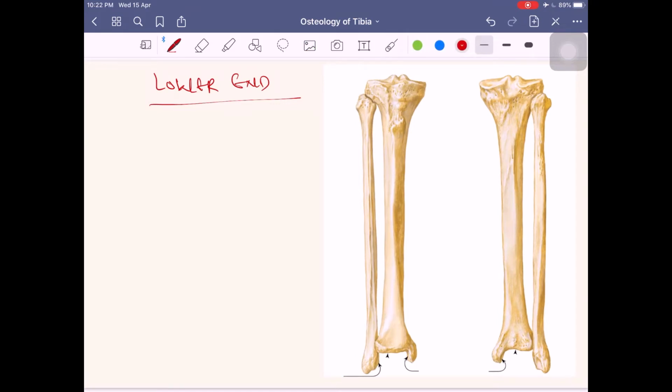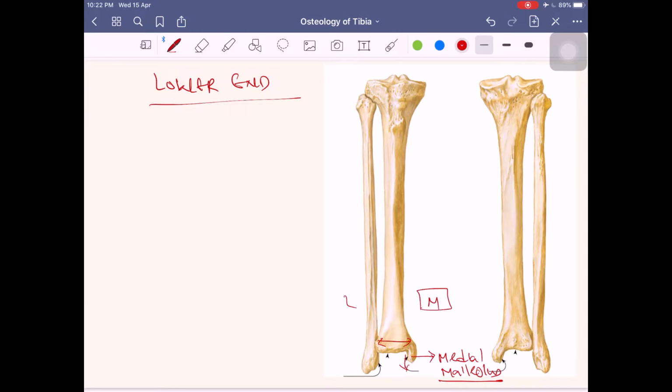If you see, the lower end is small compared to the upper end, and it is bearing a small projection on the medial side. This projection is going inferiorly, and it is called the medial malleolus. It is subcutaneous, we can feel this in our body, in the leg also. So the medial malleolus is on the medial side, a projection going inferiorly. So this is all about the lower end.